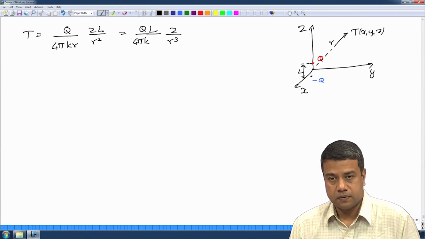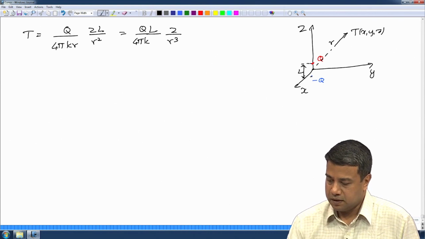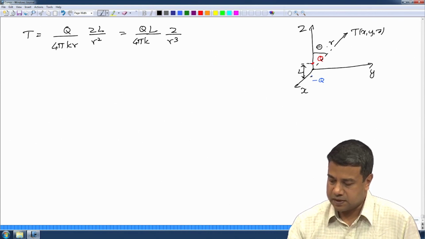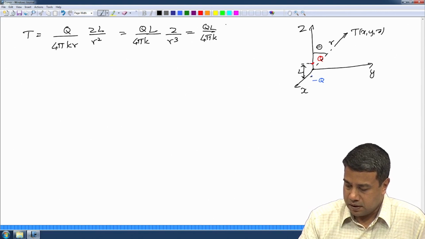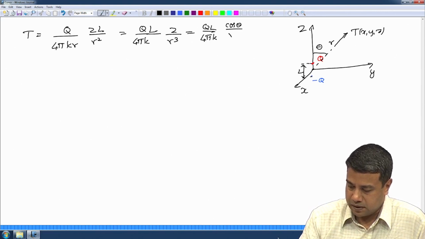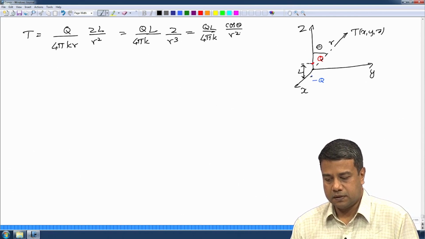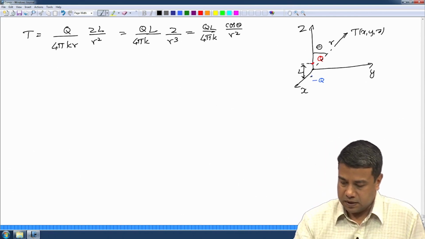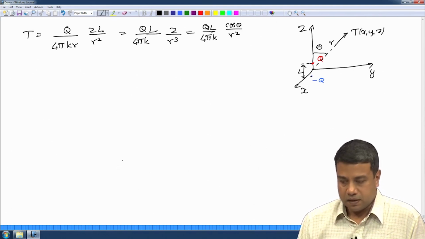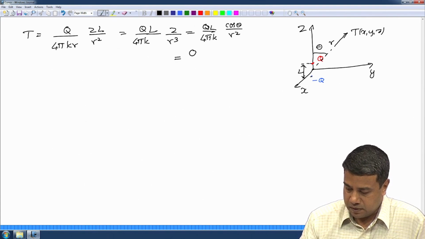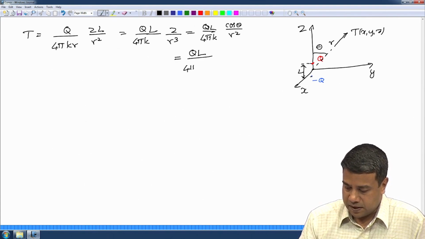Since Z is equal to r cos theta, if you recall when we did the spherical coordinate system, this is equal to QL by 4 pi k into cos theta by r square. And since when we do the expansion in the Legendre polynomial series, we know that this is also equal to QL by 4 pi k into P1 of cos theta by r square.